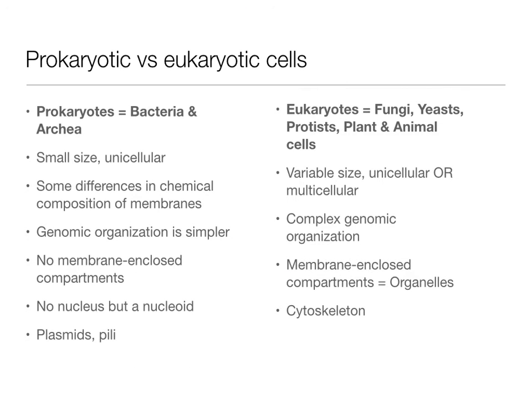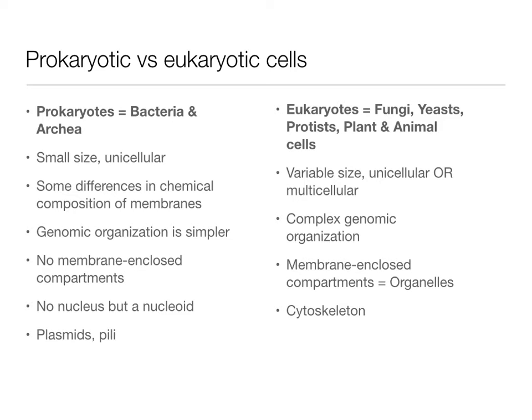If we look closer at the differences and similarities of these two types of cells, first of all, the prokaryotes include the bacteria and archaea. They have a very small size. They are always unicellular, so they never make tissues or work together. They can form colonies, but each individual of the colony is totally autonomous and doesn't rely on the others. And there are some differences in the chemical composition of membranes compared to the eukaryotes. We will see that in more specific chapters.